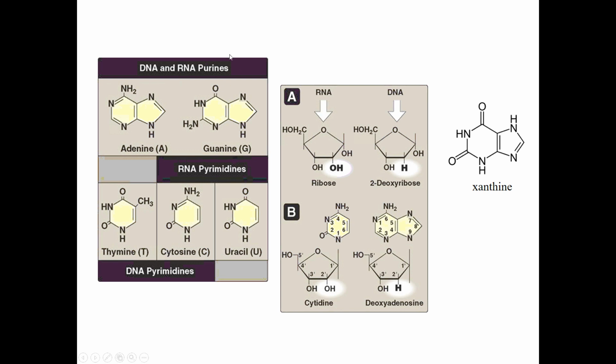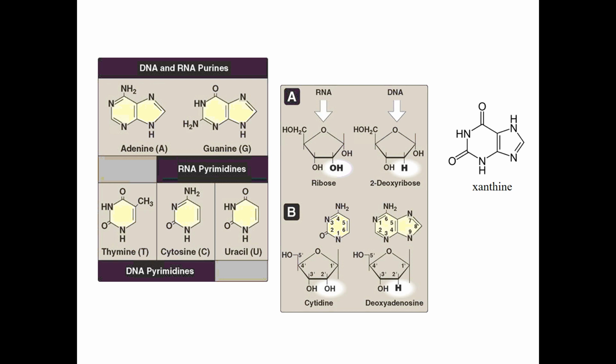We have purines, smaller word, bigger molecule. These are our double rings, adenine and guanine. We have our pyrimidines, found in DNA, thymine and cytosine, found in RNA, cytosine and uracil. The terms here are the terms for the nitrogenous base.